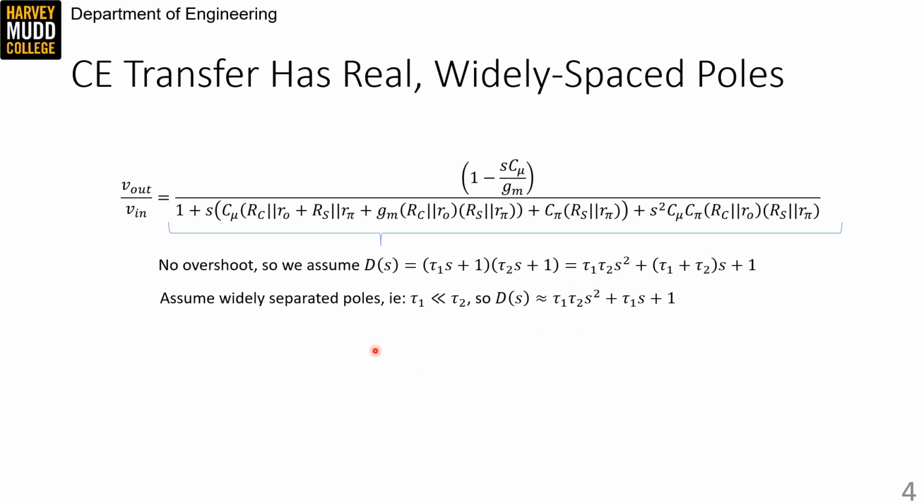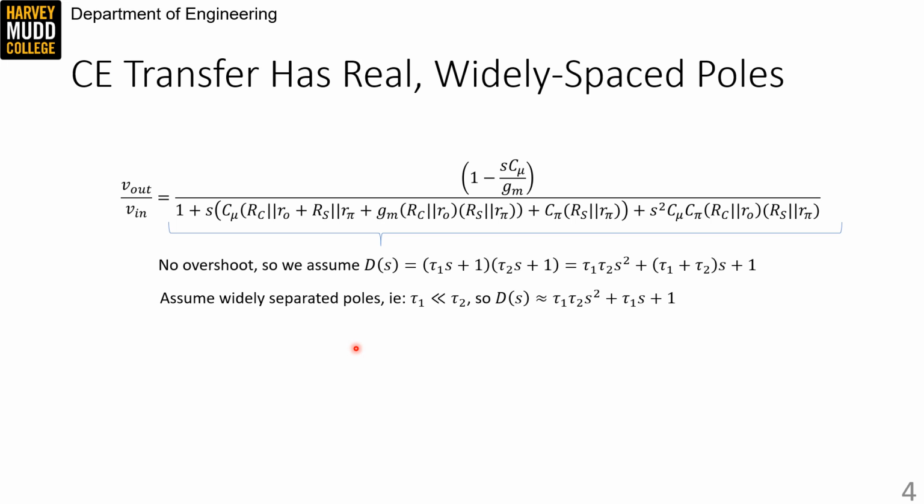The next thing to note is that these two poles are widely separated. So one is very dominant. Tau 1 is much larger than tau 2, or equivalently, the first pole is at a much lower frequency than the second pole. We're just asserting this for now, but we can check it at the end of the slide.